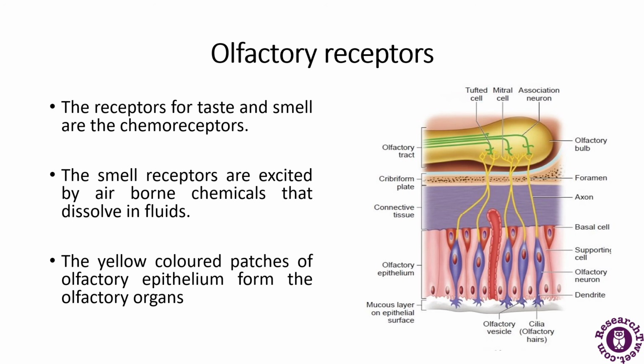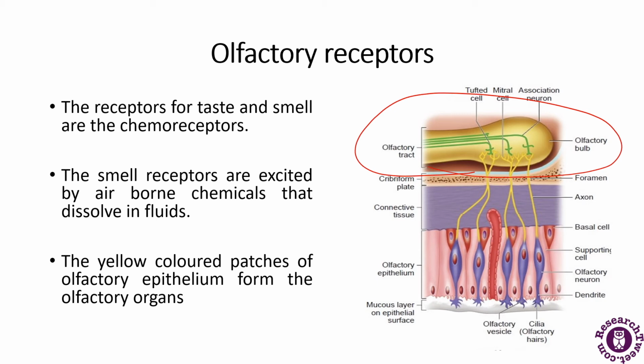Next I will talk about the olfactory receptors. Olfactory receptors are responsible for smell, and they are a type of chemoreceptor. These smell receptors are excited by airborne chemicals that are dissolved in fluid. The yellow colored patches, as displayed in the figure, are patches of olfactory epithelium that form the olfactory organ.